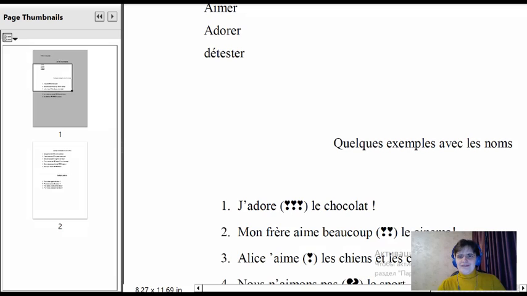Let's see the next example. Alice aime les chiens et les chats. Alice or Elise likes dogs and cats. Here I put only 1 heart. It's just neutral, it's just stating the fact that she likes them, or it's not clear how strong her feeling is towards dogs and cats.